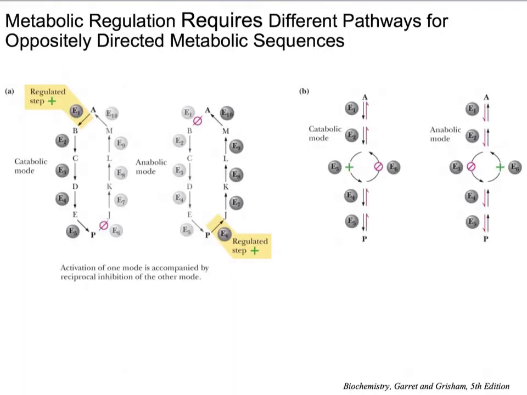Now this figure was taken from your book, and really what you need to take home from this figure is looking at metabolic regulation. Now anabolism and catabolism can occur simultaneously in the cell, but a cell needs to have a mechanism or a way of regulating the processes. Now, if catabolic pathways were the inverse of anabolic pathways, then at equilibrium, nothing would get accomplished.